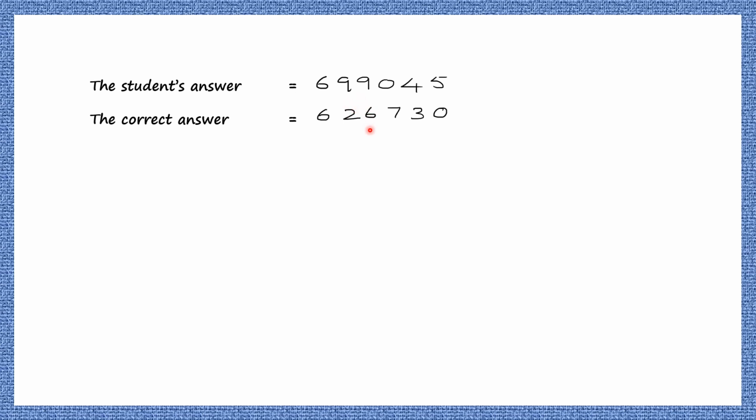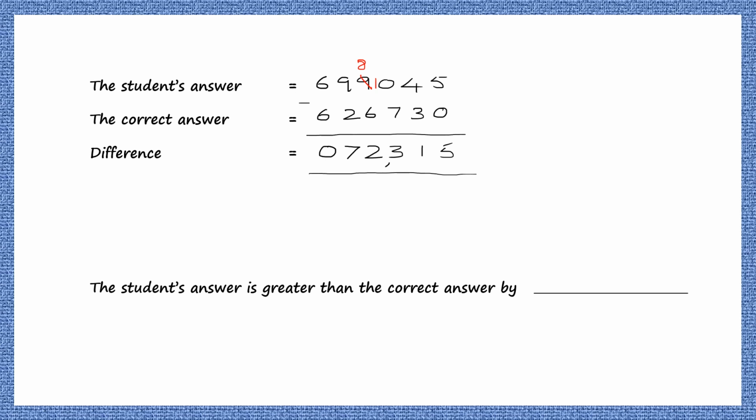Now, to find out by how much it is greater, we have to subtract these two numbers. So let's subtract and find the difference between these two numbers. 5 minus 0 is 5. 4 minus 3 is 1. Then here 0 minus 7 we can't do. Let's borrow. 10 minus 7 is 3. 8 minus 6 is 2. 9 minus 2 is 7 and 0. 72,315. So the student's answer is greater than the correct answer by 72,315.